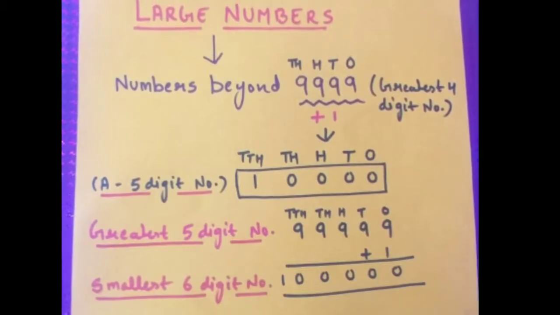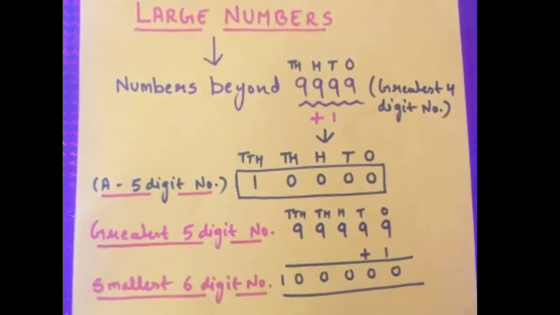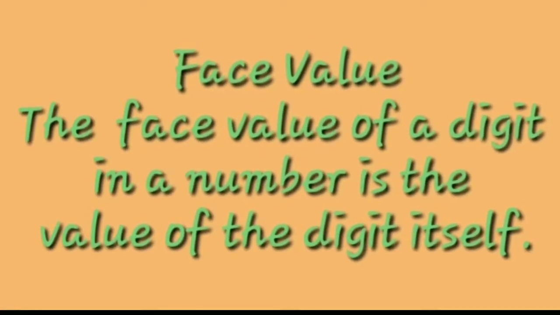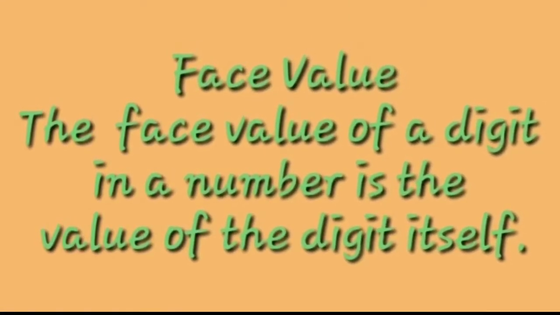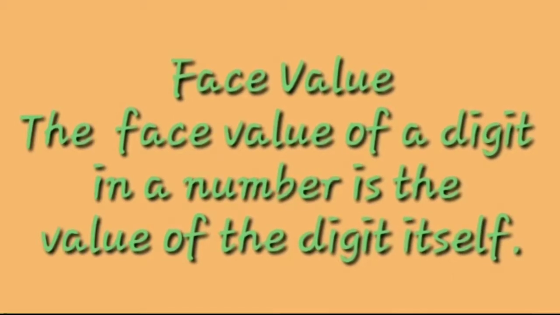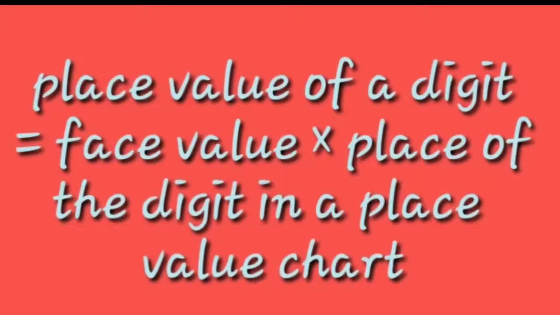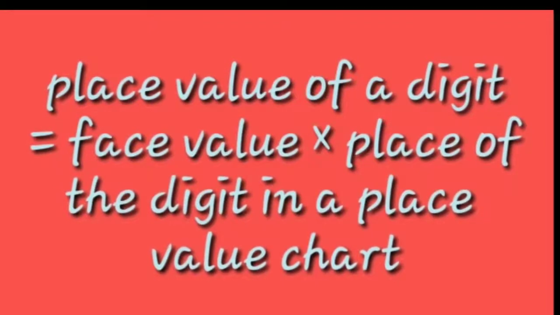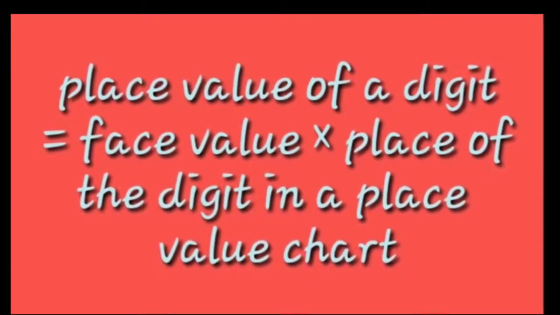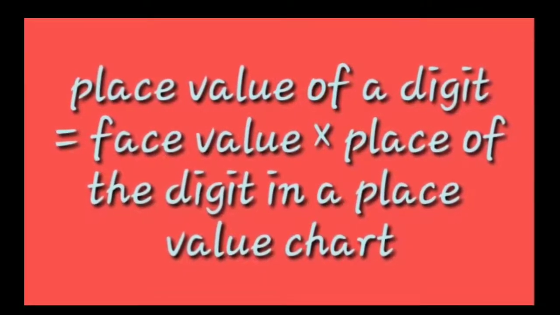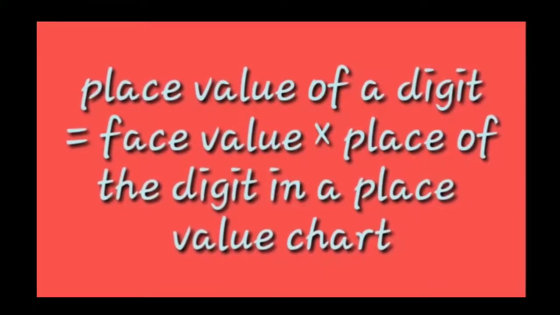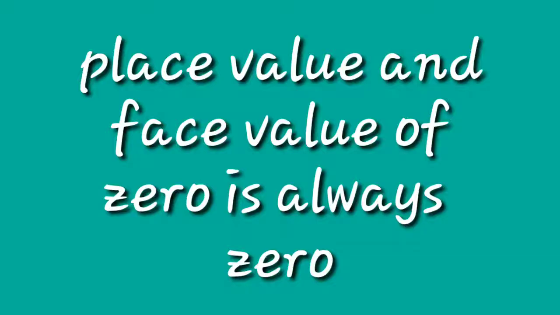9,99,999. The next concept that we studied was the concept of face value and place value. Face value is the value of the digit itself. However, the place value is the product of face value and the place of the digit in a place value chart. However, you have to remember that a 0 digit always has place value and face value 0.